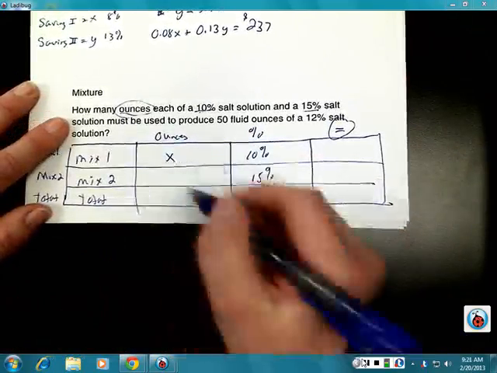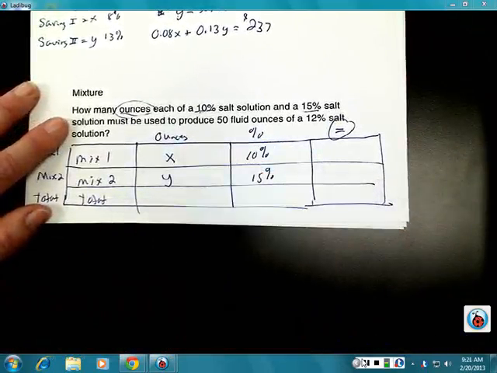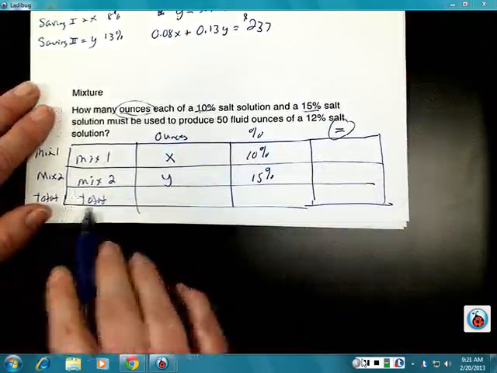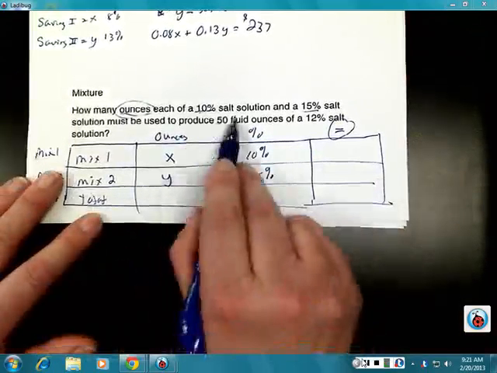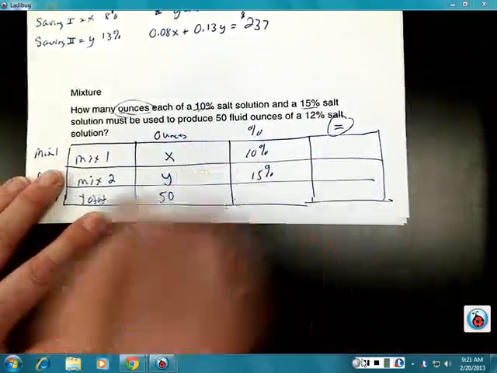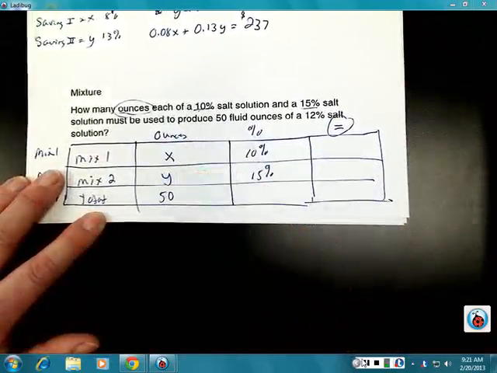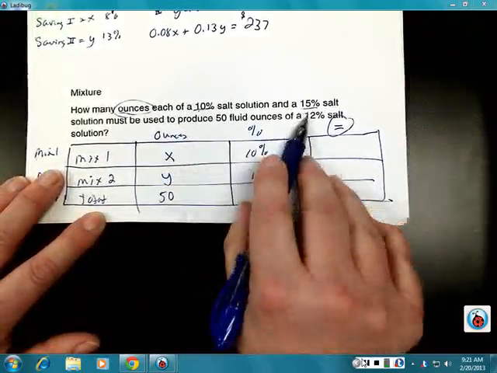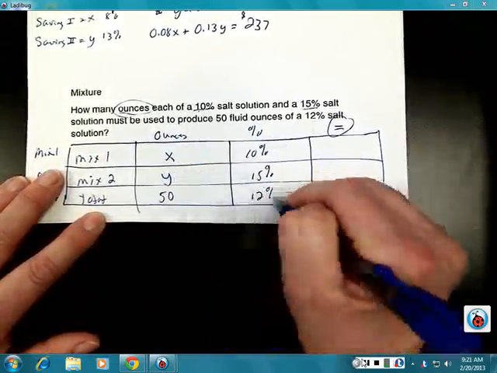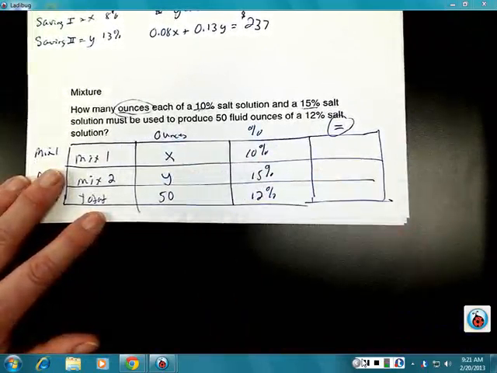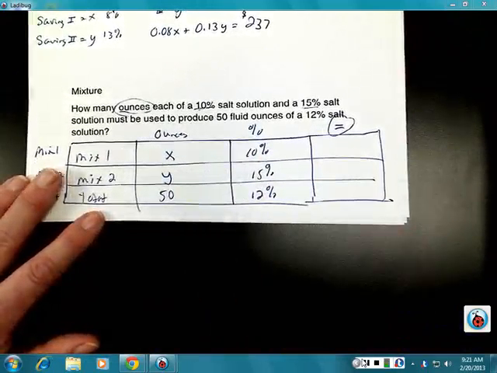Nothing. And it's not related to this, so that's going to be Y. We okay? Okay. And what do I know about my total down here? Total is 50 fluid ounces, so that gives me an answer there, which is equal to a 12% solution. So I've got that piece. Okay so far? Putting all my boxes together?